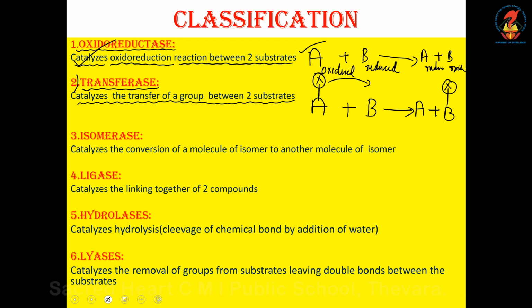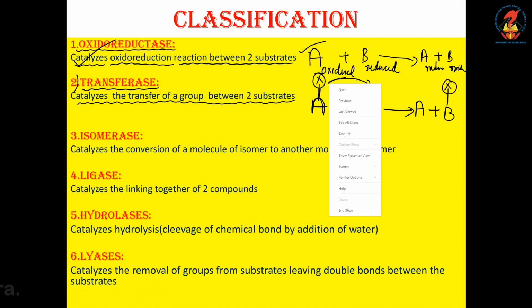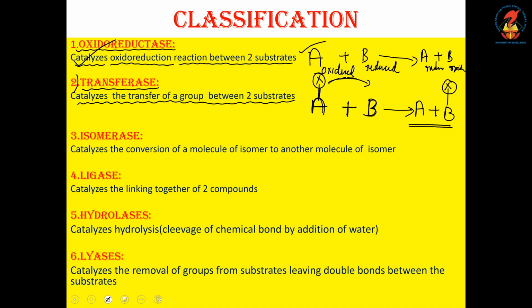So, once again, transferases catalyze the transfer of a group between a pair of substrates, A attached with a group plus B. And what happens in the reaction due to transferase? The group is transferred from A to B. This is the product.